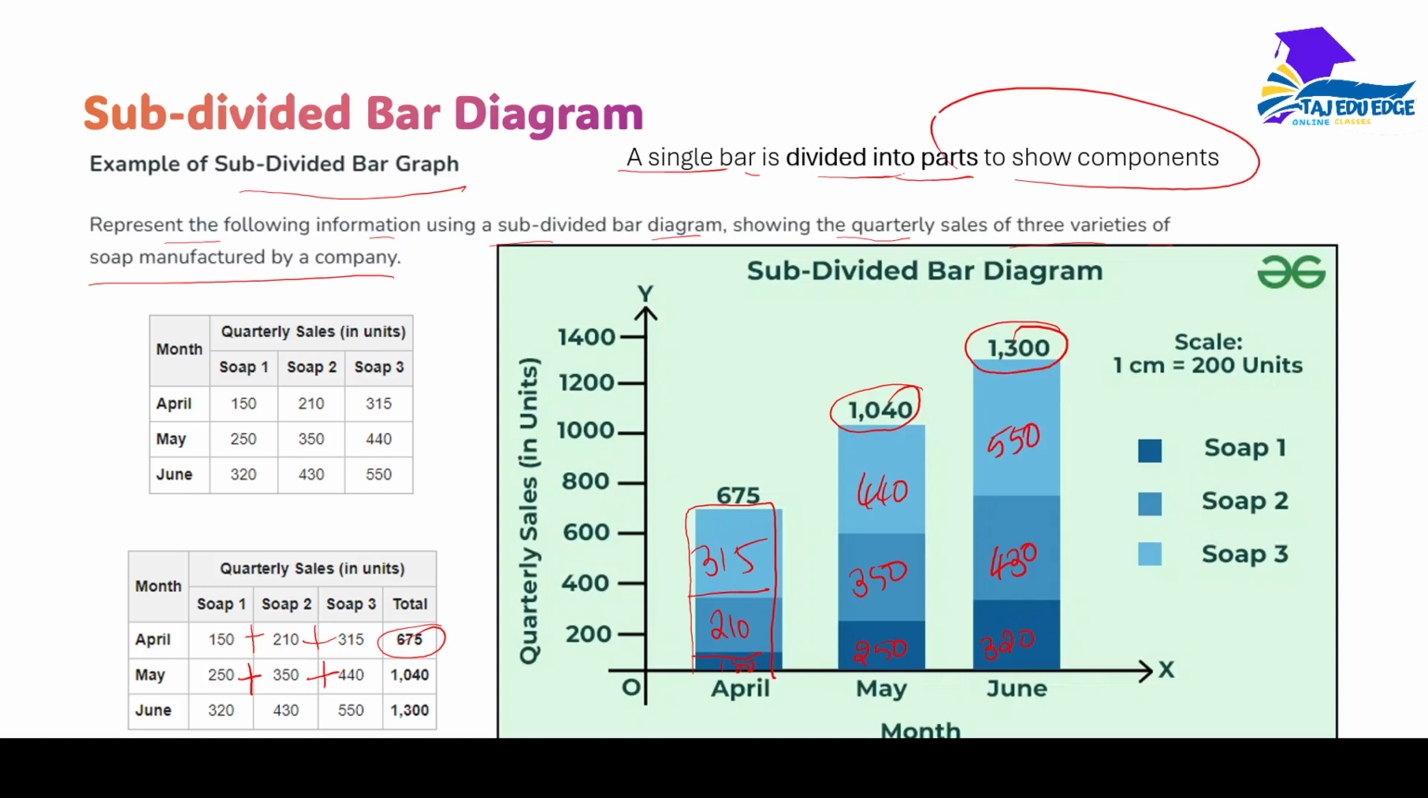Now, can we easily see in which month the sales of the soaps were high? We can define that in the month of June, the sales of all the 3 soaps were high, with sales of 1300 units. We can also understand here that the sales are increasing each month. So this is what we call a subdivided bar diagram.